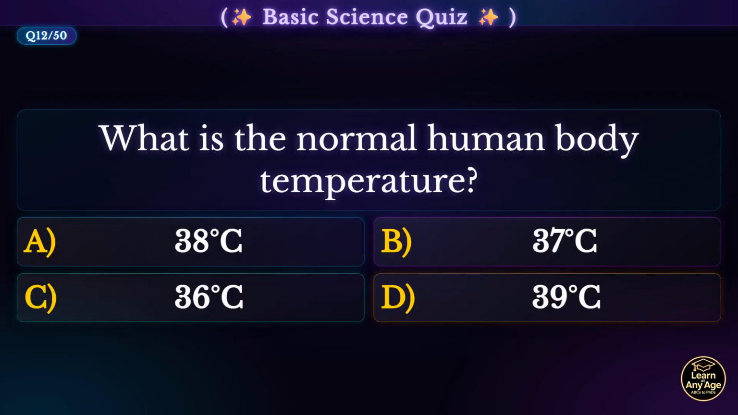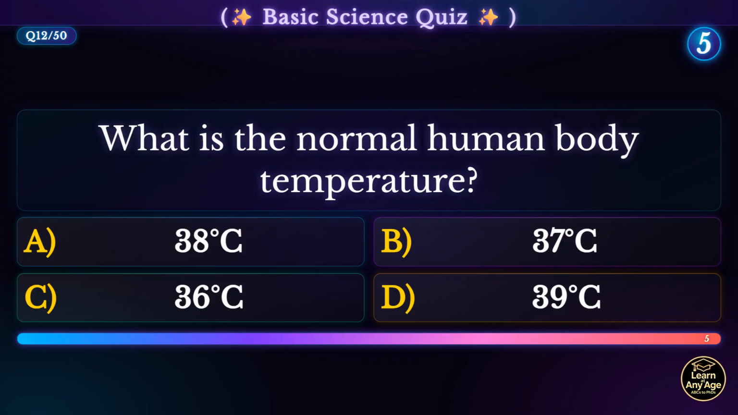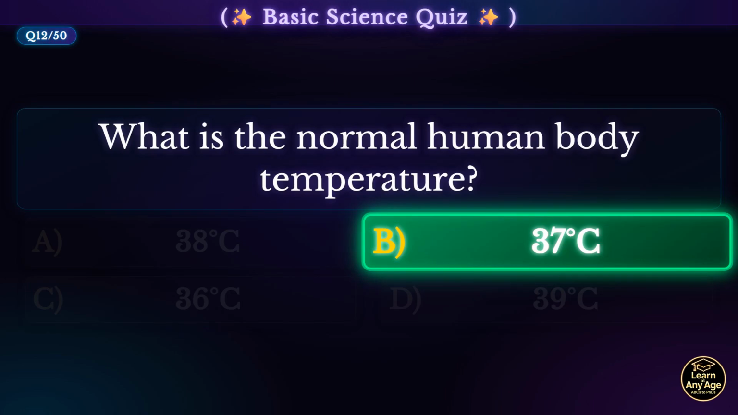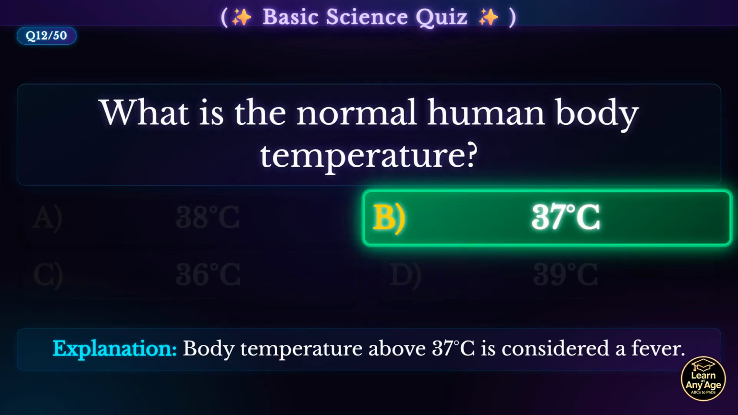What is the normal human body temperature? 38 degrees Celsius, 37 degrees Celsius, 36 degrees Celsius, 39 degrees Celsius. 37 degrees Celsius. Body temperature above 37 degrees Celsius is considered a fever.